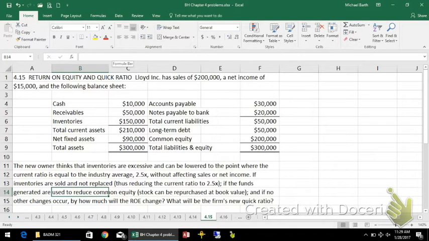This is problem 4.15 from Chapter 4, Brigham and Houston, Fundamentals of Financial Management, Concise 9th edition. And we're given a whole pile of information.